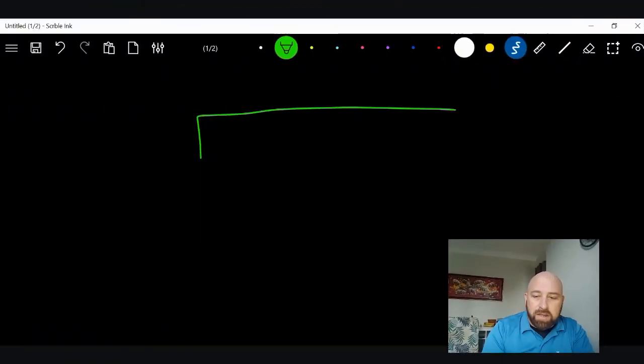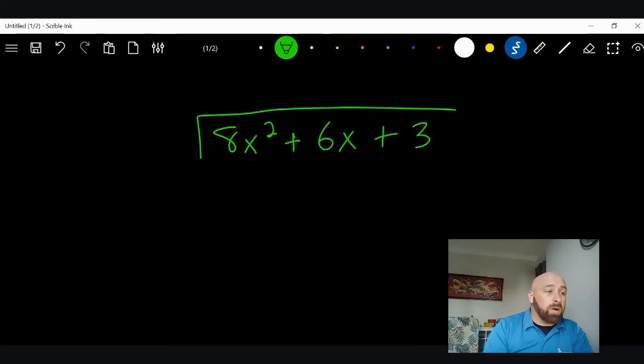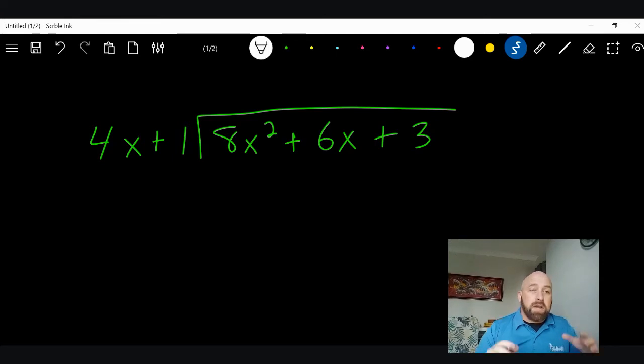Why? Because this process is going to be the exact same. There's really no change at all to this process. Now what we want to do is divide 8x squared plus 6x plus 3. We want to divide that by 4x plus 1. All right, so now we're going to go back to our baby math steps.